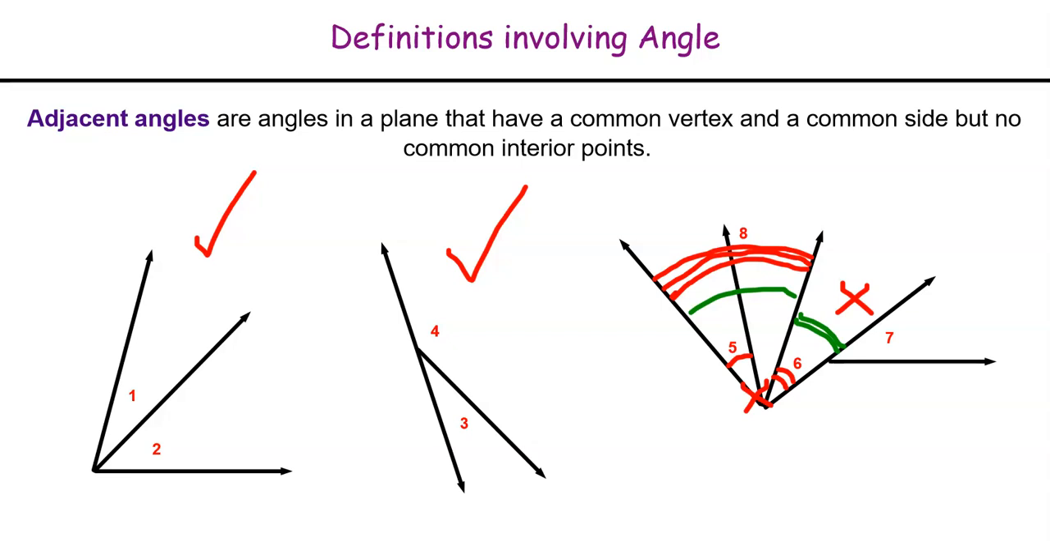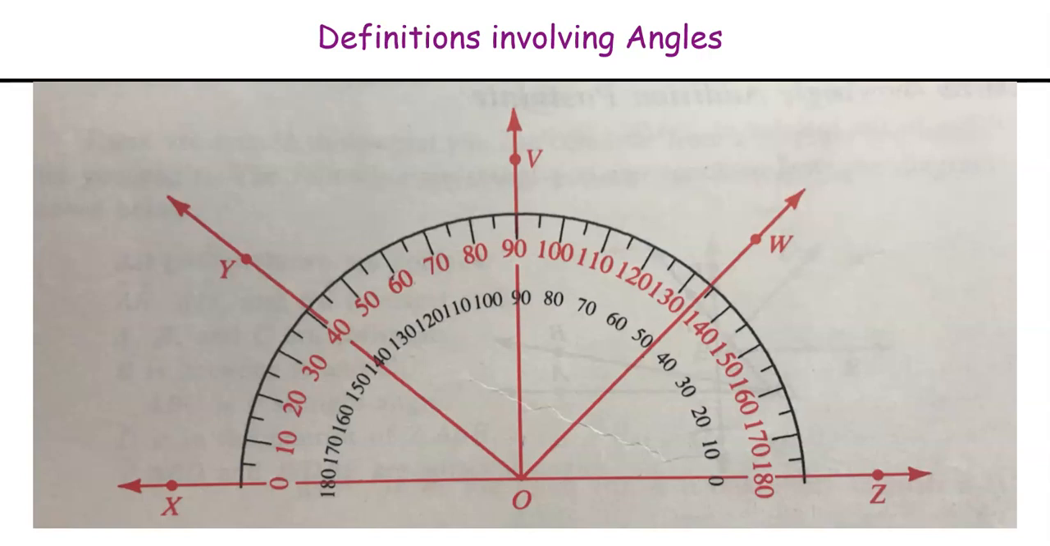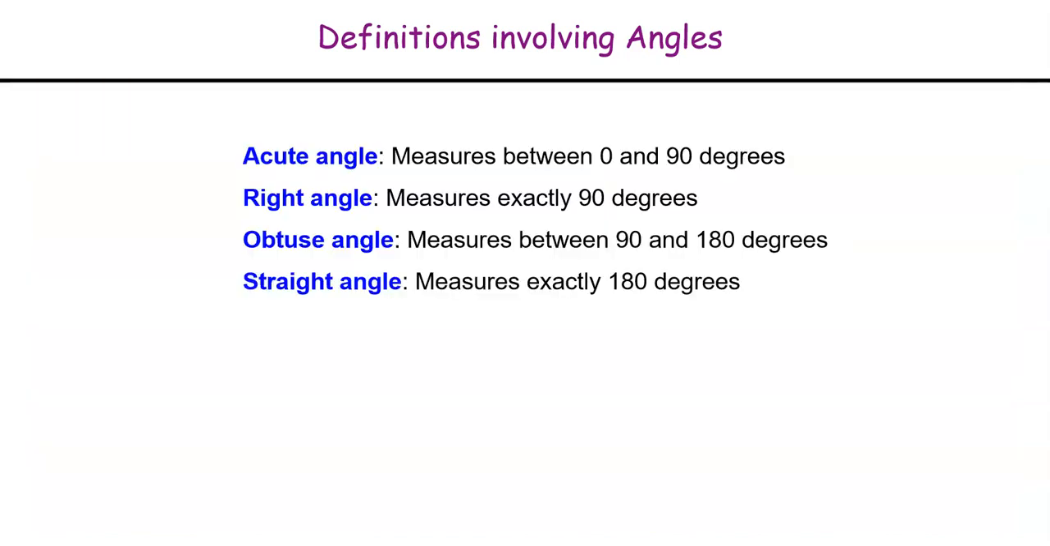So we measure angles using units called degrees, and we measure them using a protractor. An angle that's formed by a straight line we call having 180 degrees, and angles that intersect perpendicularly, we call having 90 degrees. So there are lots of different ways that we name angles. A lot of these you have probably heard before. An acute angle is between 0 and 90 degrees, a right angle is exactly 90 degrees, an obtuse angle is between 90 and 180 degrees, and a straight angle is exactly 180 degrees.